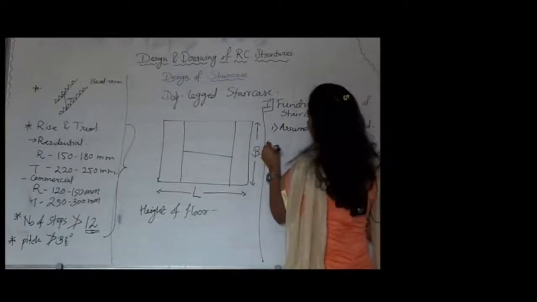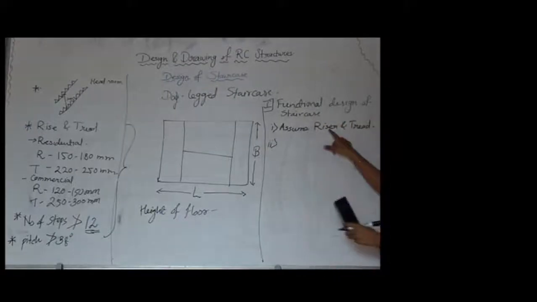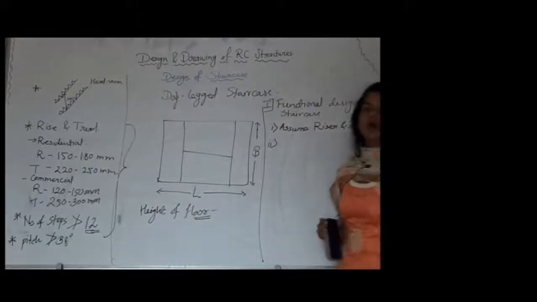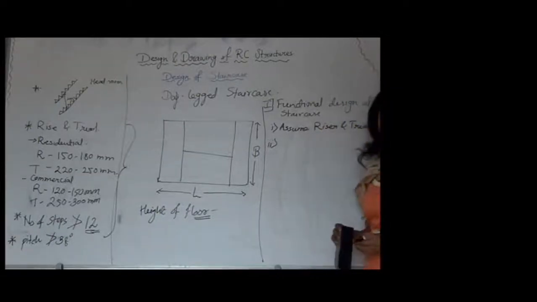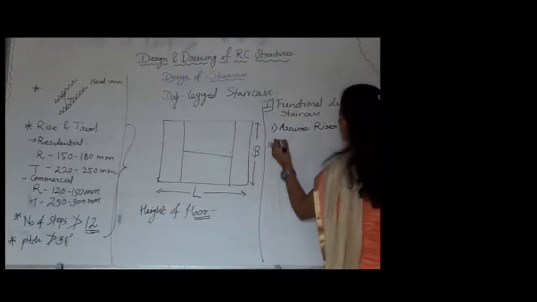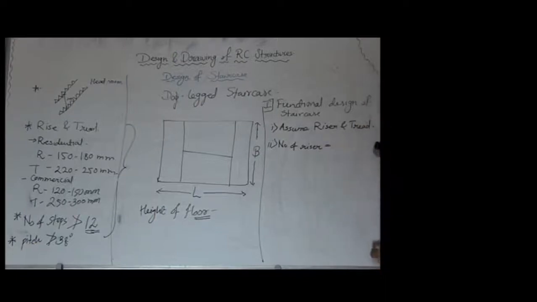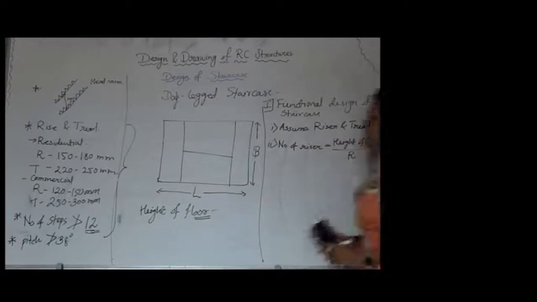Now, depending upon riser and floor to floor height, we can find out how many risers we can provide. So, second, find number of risers. That we can find out with the help of floor to floor height, height of floor divided by the riser dimension that we have assumed in the range of this.